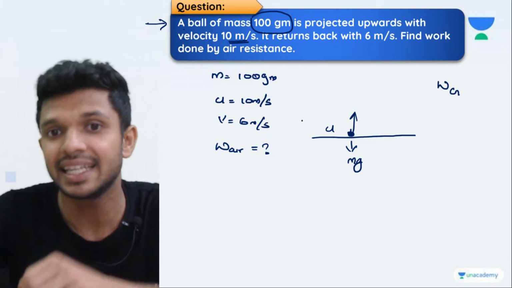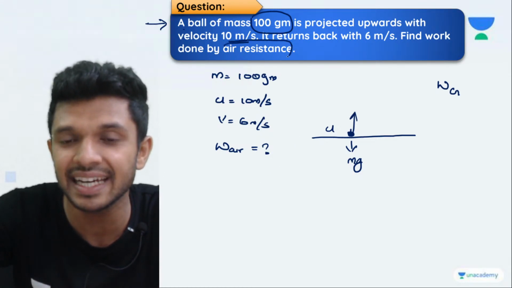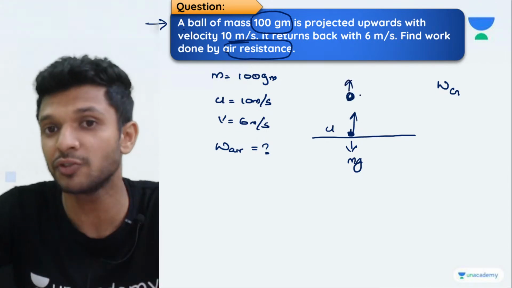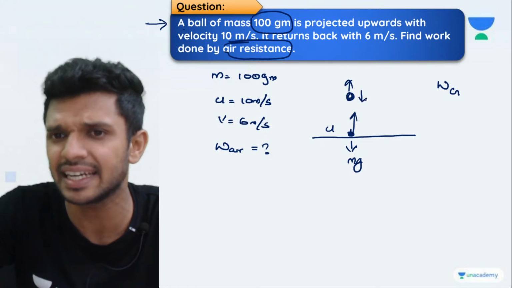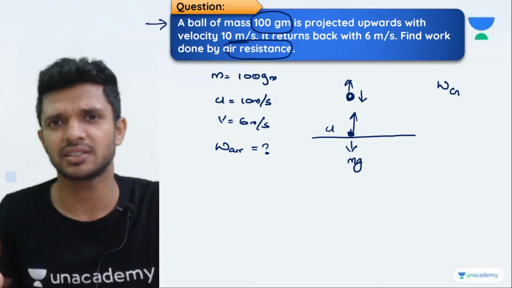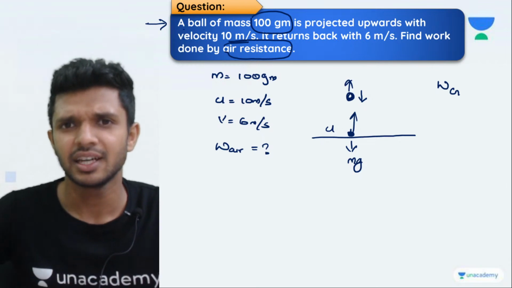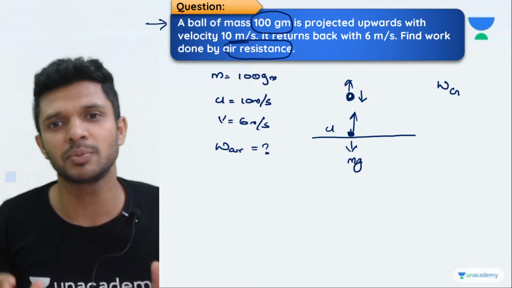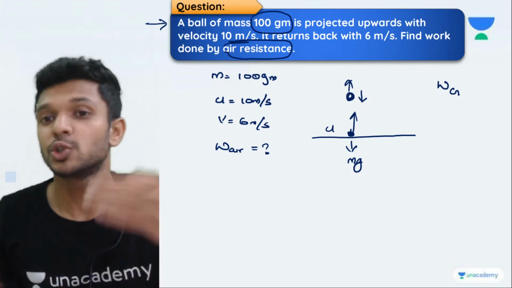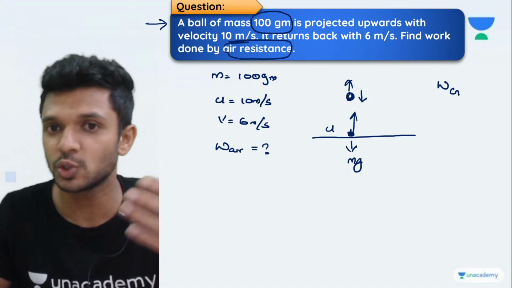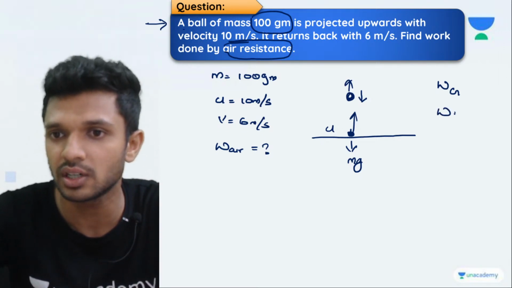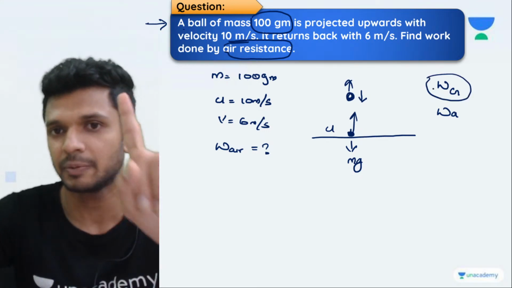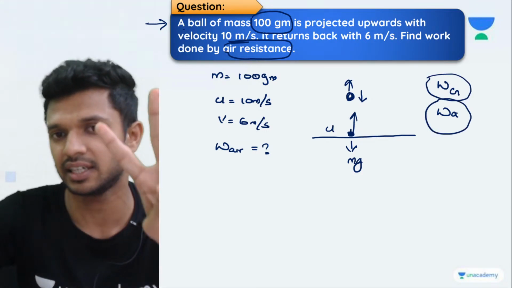Then it is being told that air resistance is there, which means if the ball is moving up, the air will actually be resisting that. You might have experienced this. If you have gone on bikes or cycles, when you move forward, the air pushes you backward. That is what we simply call air resistance. Air resistance means a force, so that air resistance is also doing work. So the total work done constitutes the work done by gravity and the work done by air, the second one.